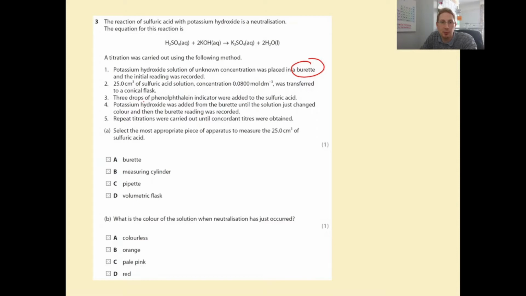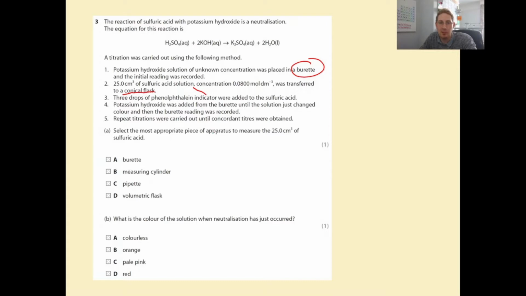Sulfuric acid was put in a conical flask. 3 drops of phenolphthalein indicator were added to the sulfuric acid. Potassium hydroxide was added from the burette until the solution just changed colour. Burette reading was recorded. Repeat titrations were carried out until concordant titres were obtained.